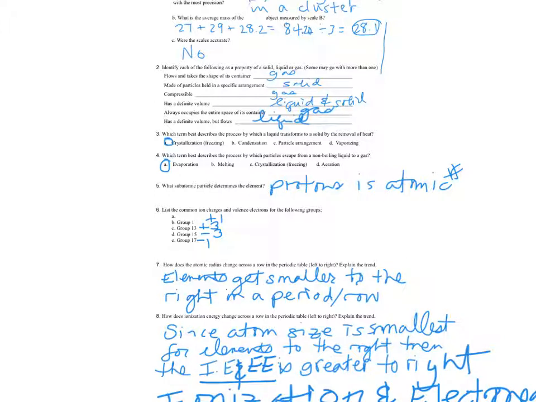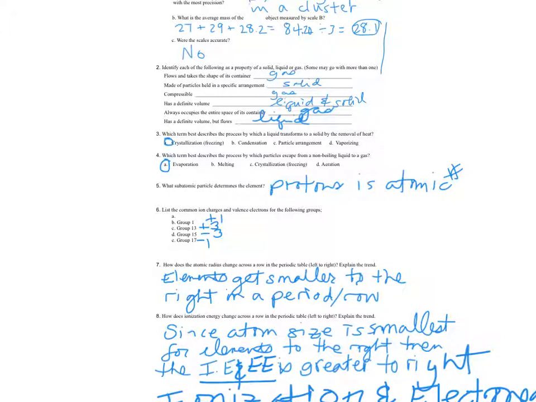Question 5, the subatomic particles, there's 3 of them. Subatomic particles include electrons, protons, and neutrons. It is the protons that identify an element, and that is the atomic number also. So the atomic number tells you the number of protons existing.